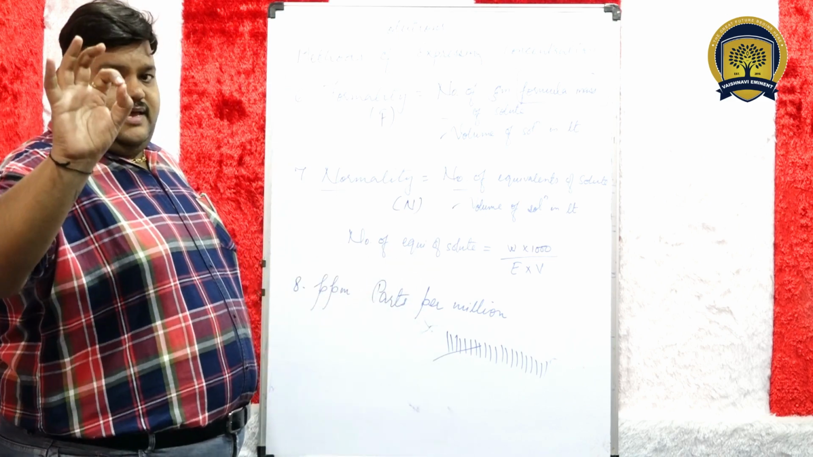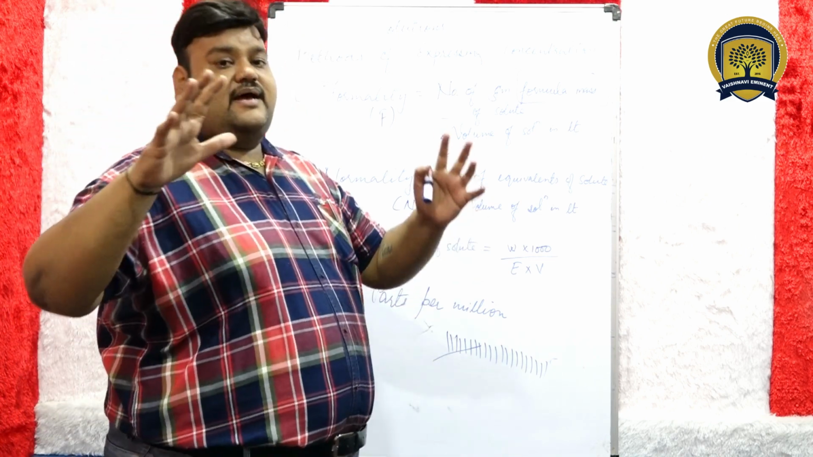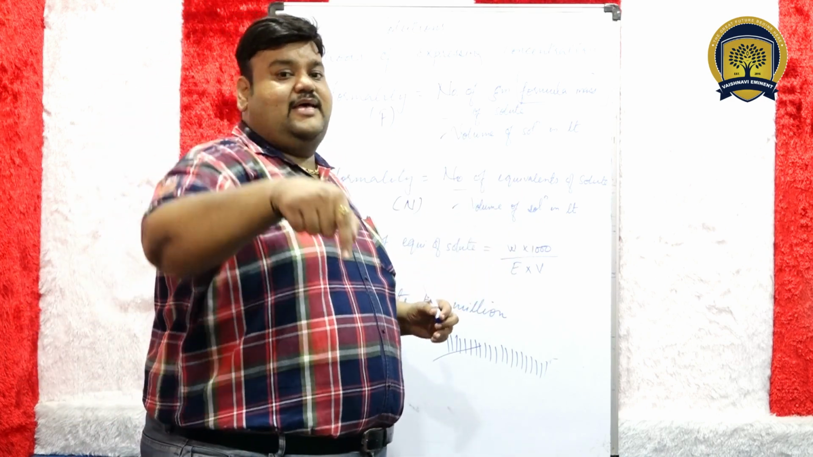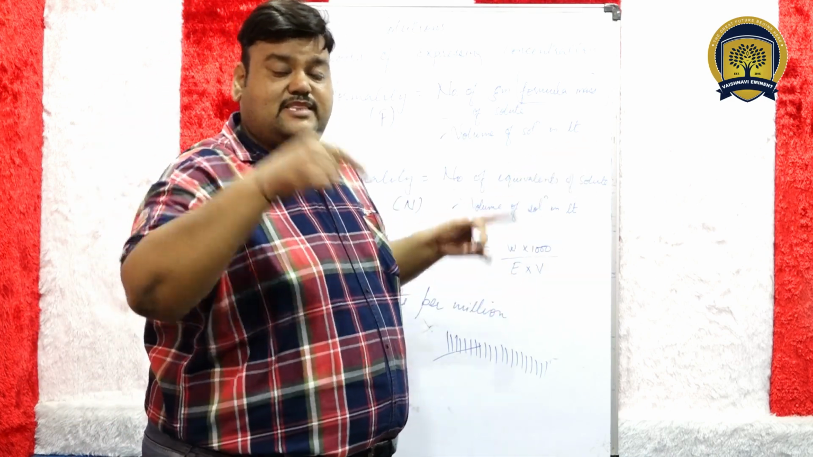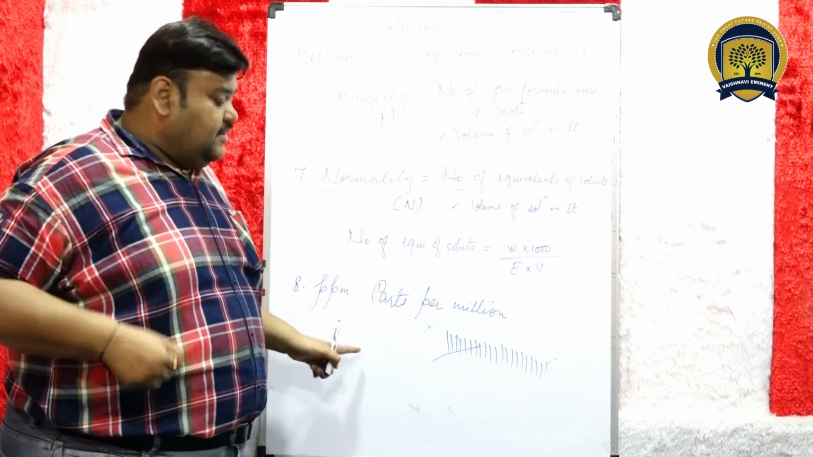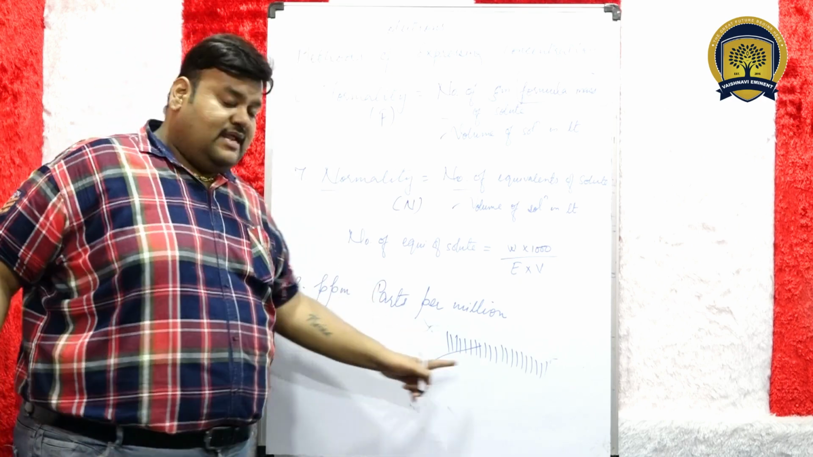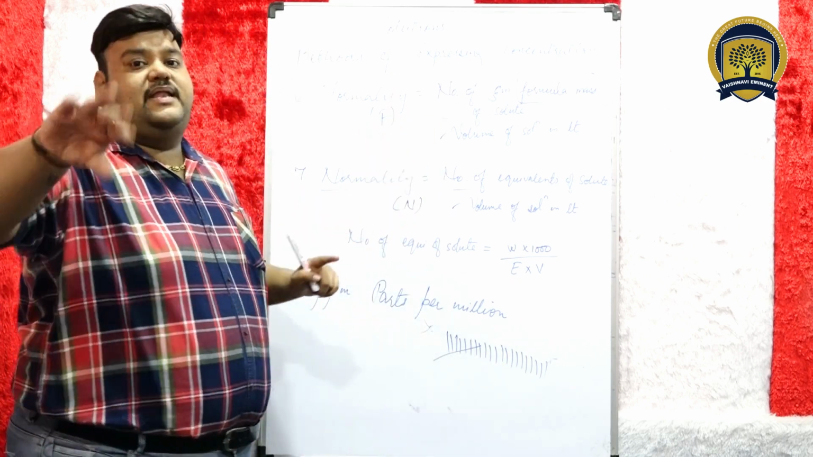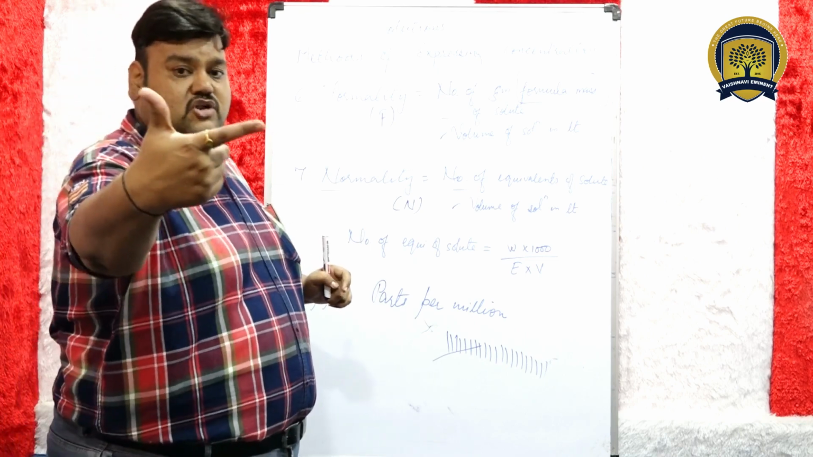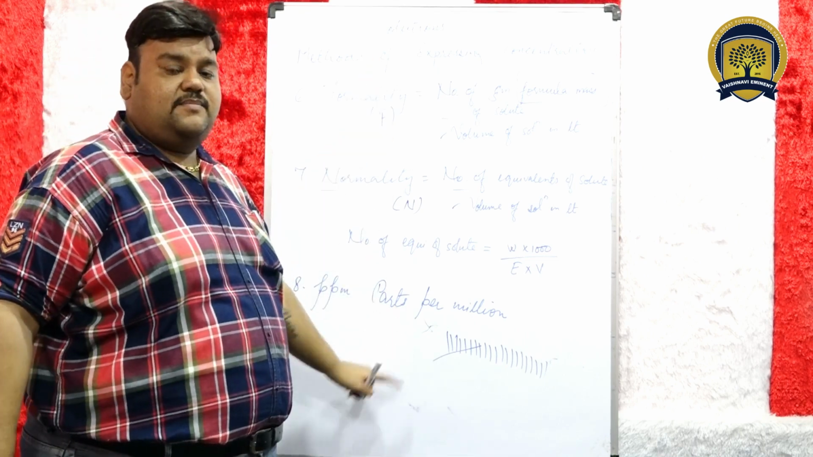I repeat, in percentage you divided the entire solution into 100 parts, and then you found out in how many of the 100 parts the solute is present. In the same way, now you have to divide the solution into 1 million parts, and after dividing into a million, the number of parts in which solute is present becomes your parts per million.